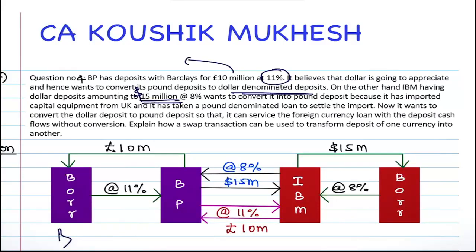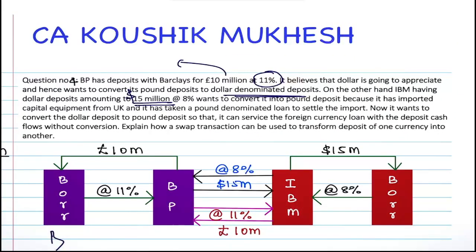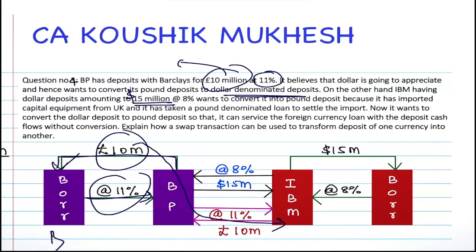IBM and BP. First let us see for BP. Bharat Petroleum has a deposit with Barclays of 10 million. When I make a deposit, what will happen? The bank is a borrower. I give a loan of 10 million. For that, I will receive how much? 11%. I want to make my deposits in pounds, I want to convert into dollars. How to convert? Give these pounds to someone and take the equivalent dollars from them. So who is in want of pounds now? IBM is in want of pounds. 10 million pounds, directly give it to IBM. This is a scenario.